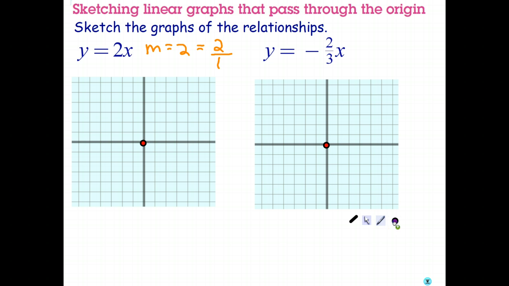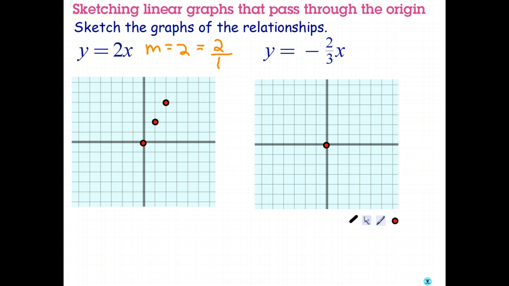Let me go pick up the point. The rise is 2, the run is 1, and there's the second point. And it's always a good idea, if possible, to plot 3 points, just in case you make a mistake. So from that point, the rise is 2, the run is 1, and if all the points lie in a straight line, which it looks like they do, then that's where the line's going to be.